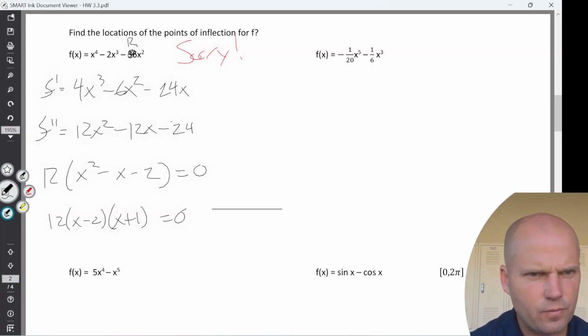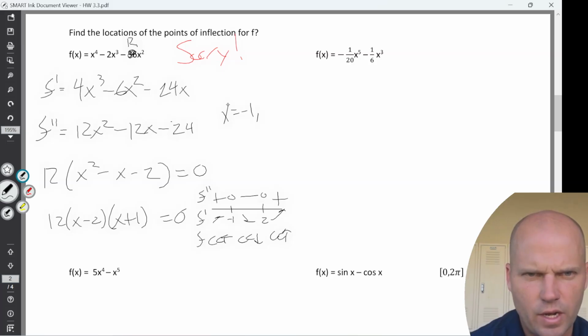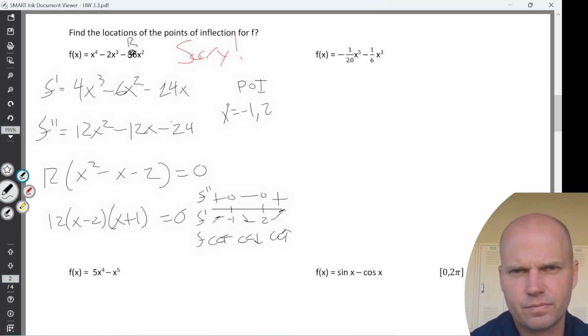There's my second derivative. I got negative 1 and 2. Positives, negatives, positives. We will change signs. Which means my first derivative is increasing, decreasing. We're concave up, concave down, concave up. Which means x equals negative 1 and 2 are points of inflection. Great.